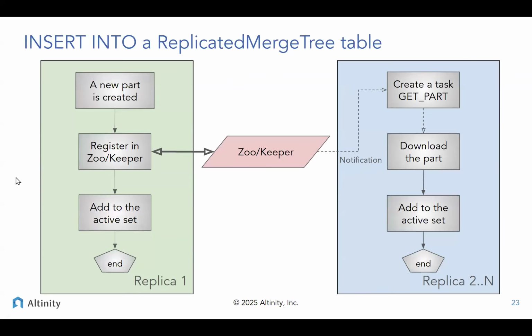How does insert work? I kind of explained it. Here's a picture that explains it in more detail. A part arrives and gets registered in Zookeeper. It gets added to the storage of the server that took it. Meanwhile, there are other servers listening in Zookeeper for parts. These are tasks, and when they see that, they'll go fetch the part and add it to their own storage. So pretty simple, and 99.8% of the time it works great.